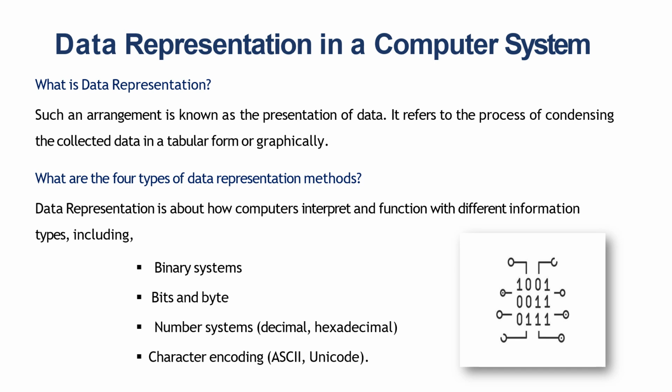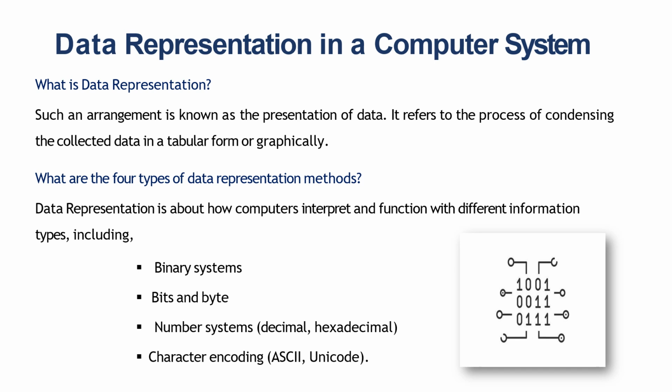Data representation in a computer system. What is data representation? Such an arrangement is known as the presentation of data. It refers to the process of condensing the collected data in a tabular form or graphically. What are the four types of data representation methods?